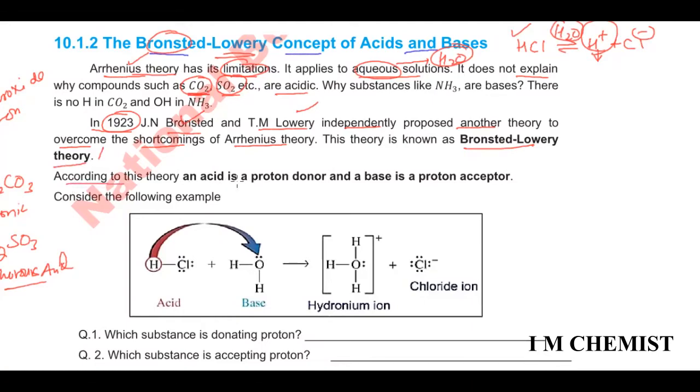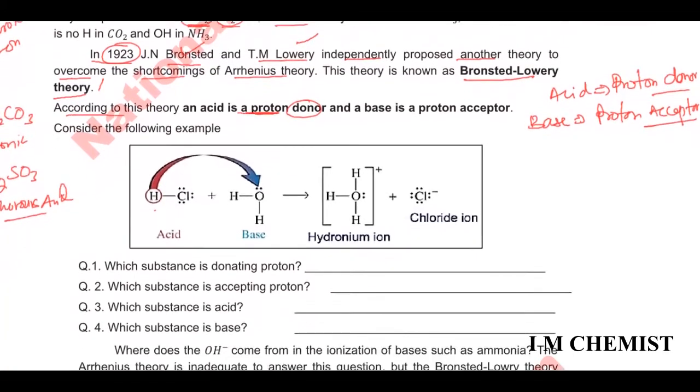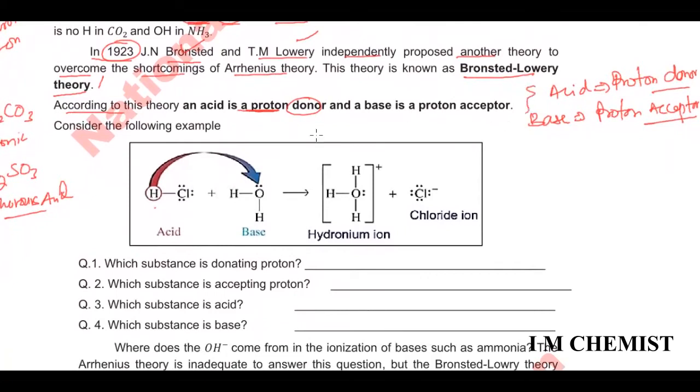According to this theory, an acid is a proton donor. Base is a proton acceptor. अब ये आपने याद करना होगा कि acid is a proton donor while base is a proton acceptor. Here we have an example. जब हम example पढ़ लेंगे, so we will know these concepts.